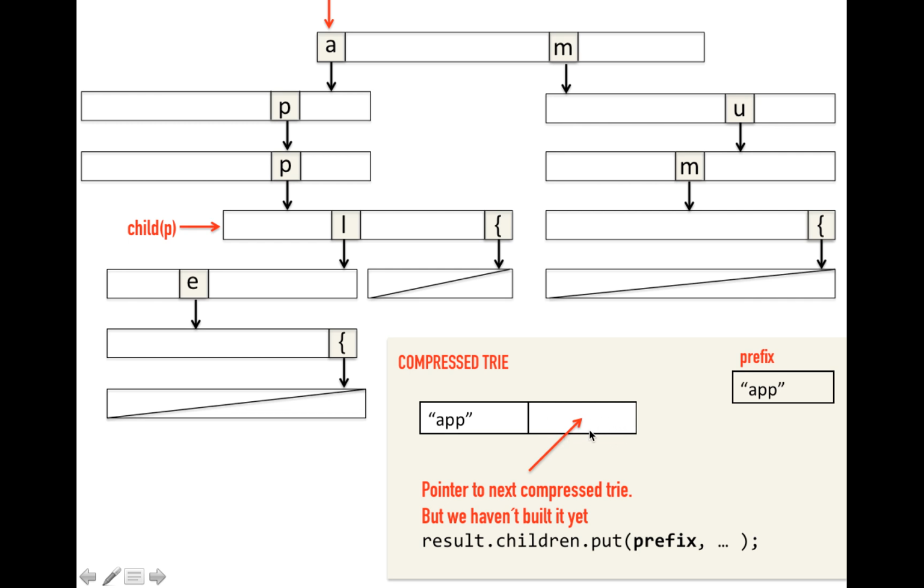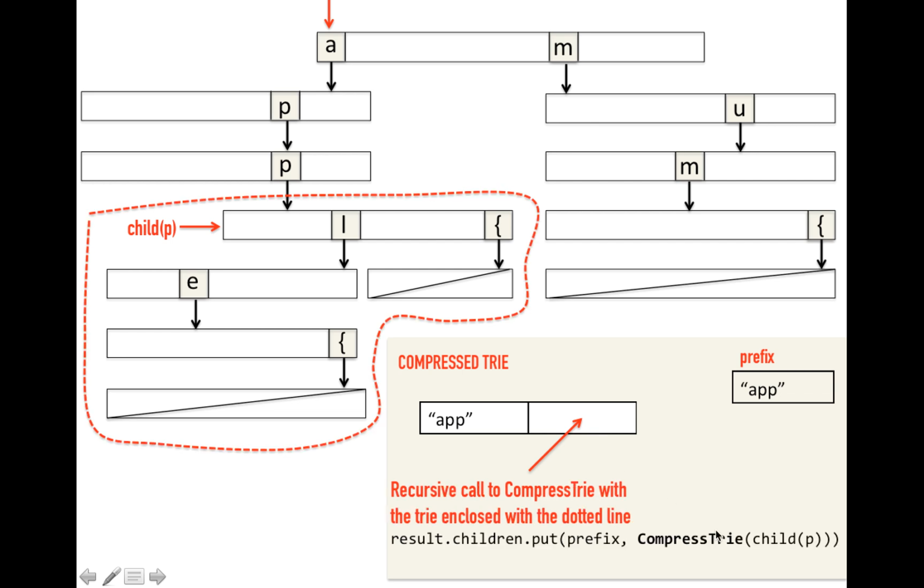So to solve this problem, what we are going to do is to do a recursive call. So we are going to call again the function CompressTrie, starting at here. And after we finish that, we have built a new map, and then we will have the address, and we could point then to that new place. So let's see what happens when we call CompressTrie again. So we are going to be working in this part of the trie.